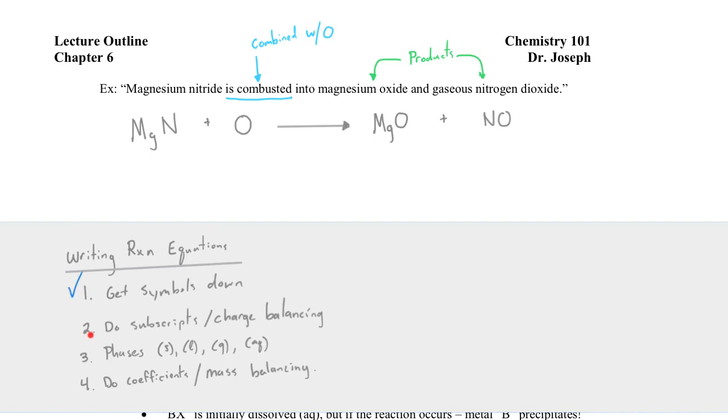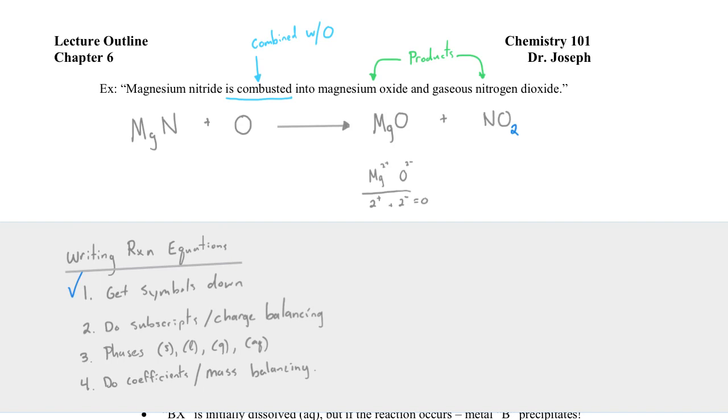Let's go ahead and do step 2, subscripts and charge balancing. We can start over here with nitrogen dioxide. We have the Latin prefix di there telling us there are 2 oxygen atoms. So let's put that 2 subscript into nitrogen dioxide. Because magnesium oxide contains a metal and a nonmetal, we need to go ahead and do charge balancing for these 2 elements. Because magnesium is in group 2, it's +2, and oxide is in group 6, so it has a -2 charge. If we have one of each of these, we have a neutral compound.